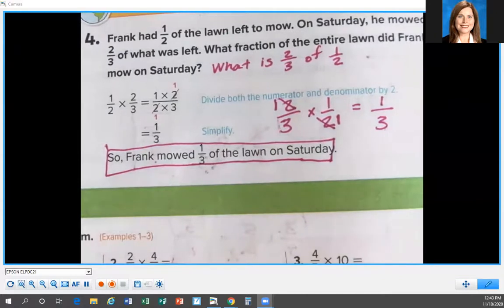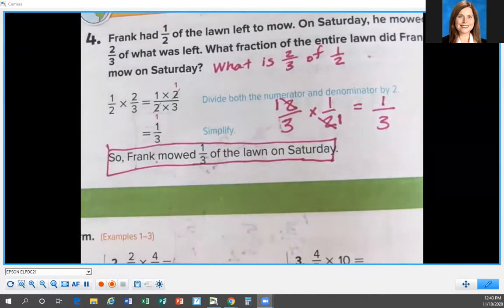Okay, so that was chapter 4, lesson 3, multiplying fractions.